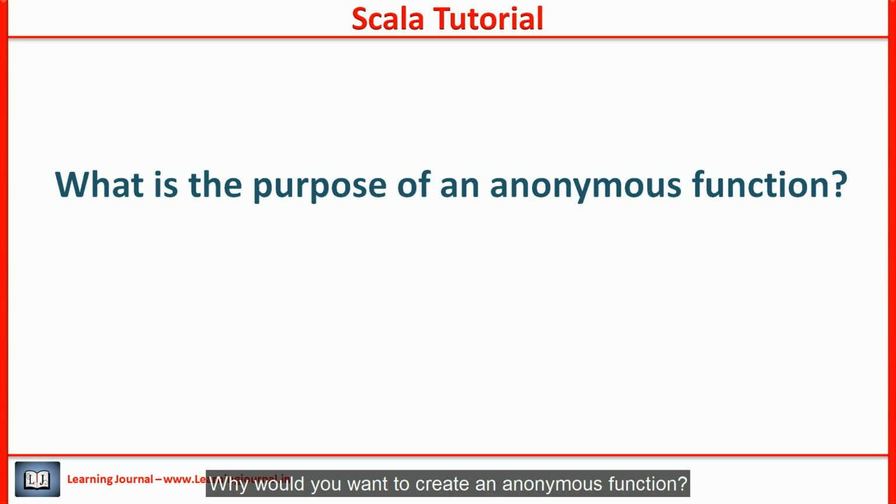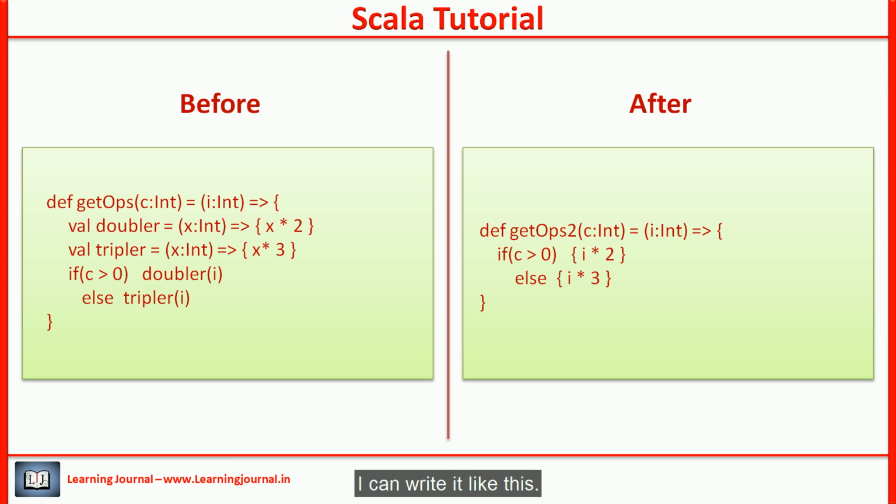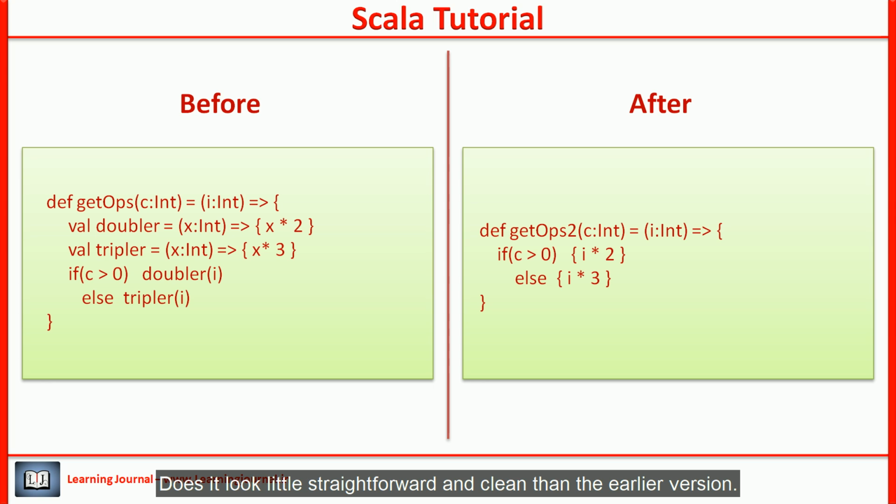But the point that I was trying to explain was this. Why would you want to create an anonymous function? Let me explain that now. Just look at the code of getOps function. I can write it like this. Does it look a little more straightforward and clean than the earlier version?